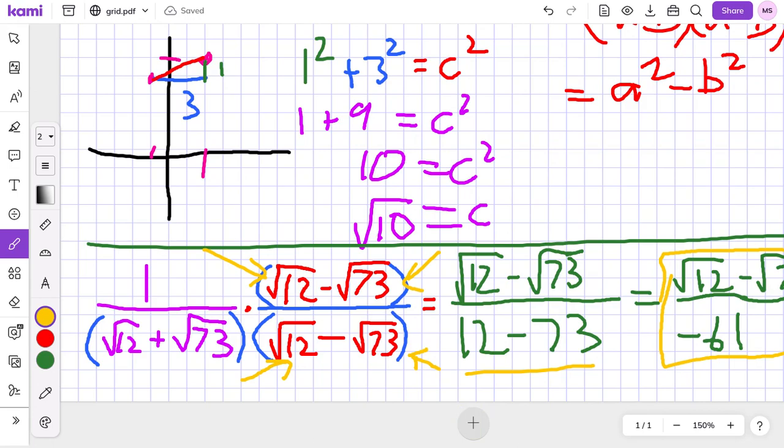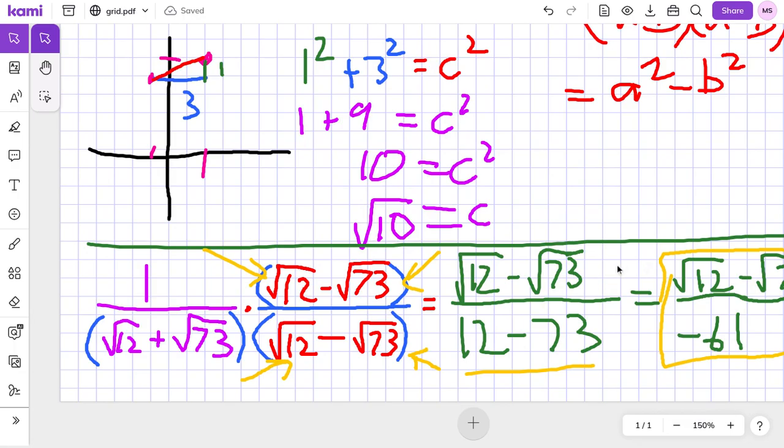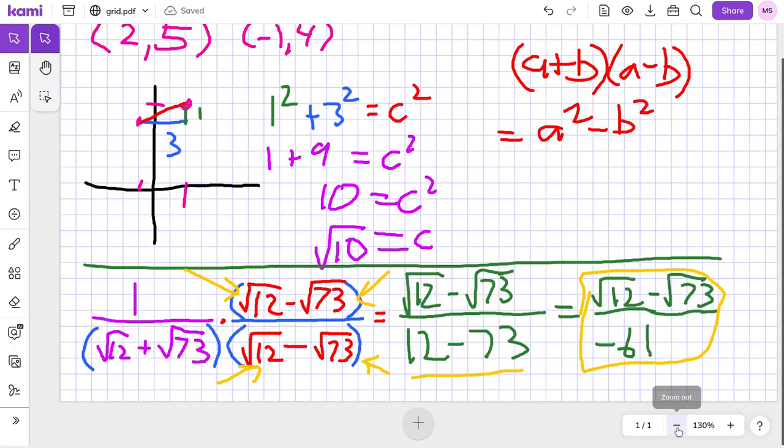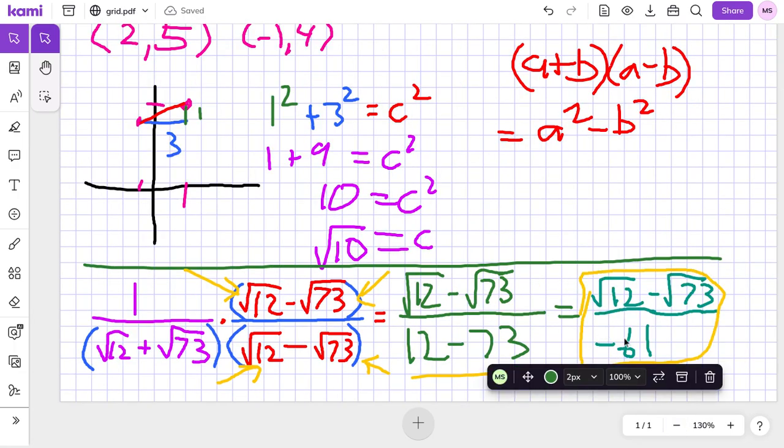Well, tell me your question. So once you multiply by the, what's it called, conjugate, you remove the square root off the bottom. The numerator transfers over, and then you just minus the denominator.